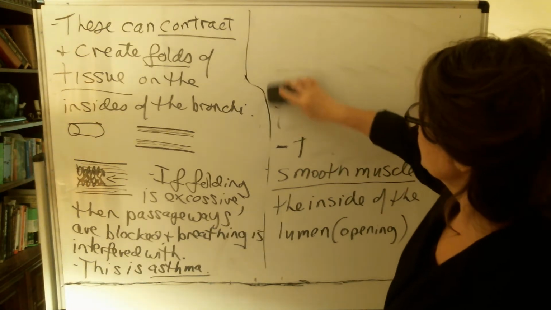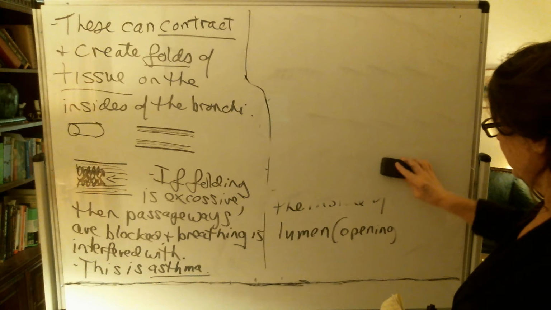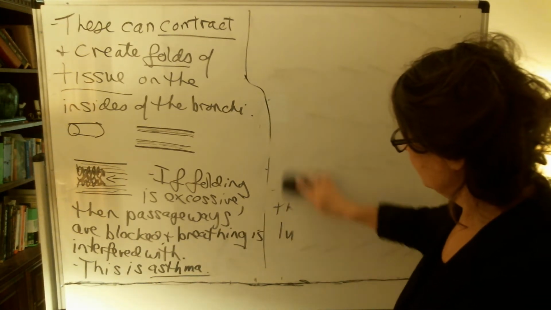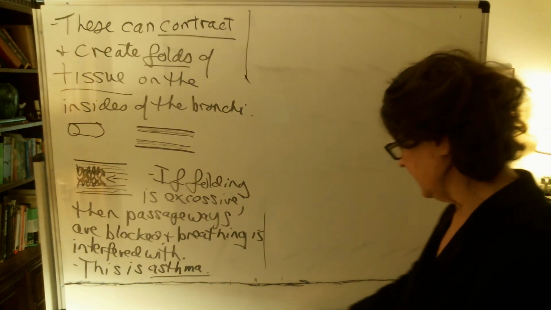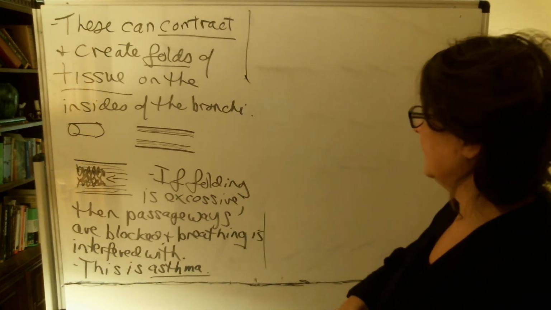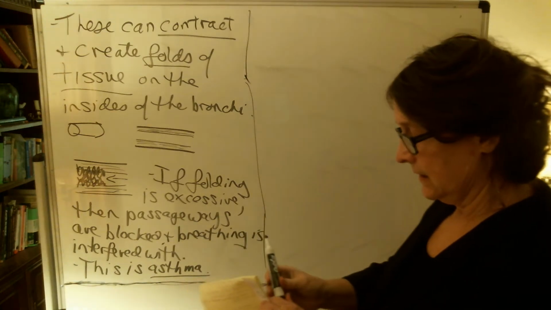So we are still talking about the differences between the extrapulmonary bronchi and the intrapulmonary bronchi. So discussing still intrapulmonary bronchi then, we have the smooth muscle on the inside.